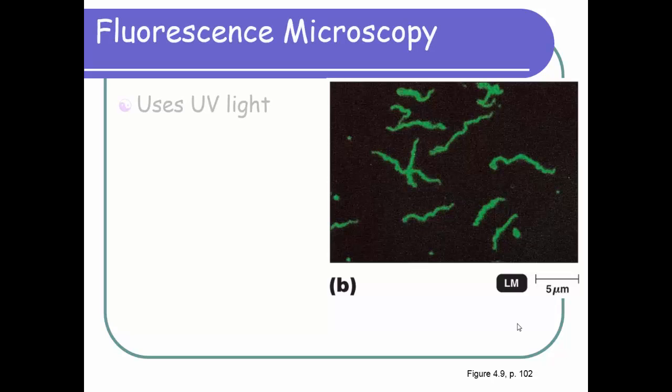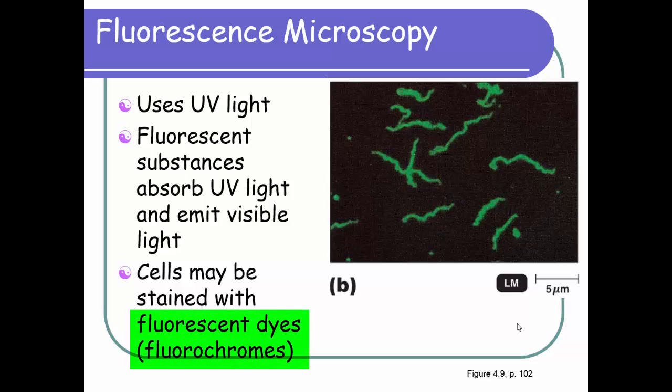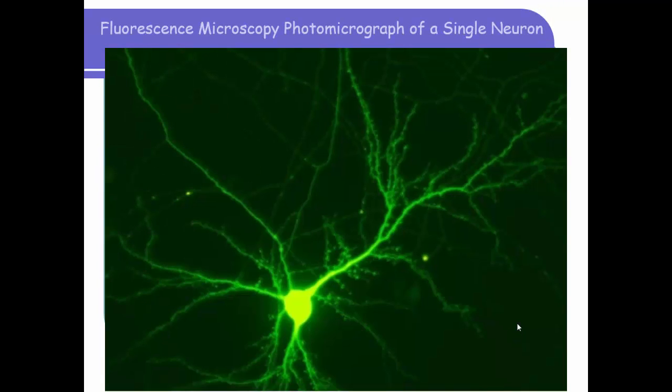Fluorescent microscopy uses ultraviolet light as an illumination source, just outside the visible range of light that we can see with our eye. But we also will use fluorescent dyes called fluorochromes that will absorb the UV light and emit visible light that we can see under the microscope. For example, the spirochete has been stained with a fluorochrome, subjected to UV light, and is visible in the green-yellow spectrum. Here's a fluorescent microscopy of a single human neuron. Don't know which one is the axon exactly, but certainly you can see all the dendrites.